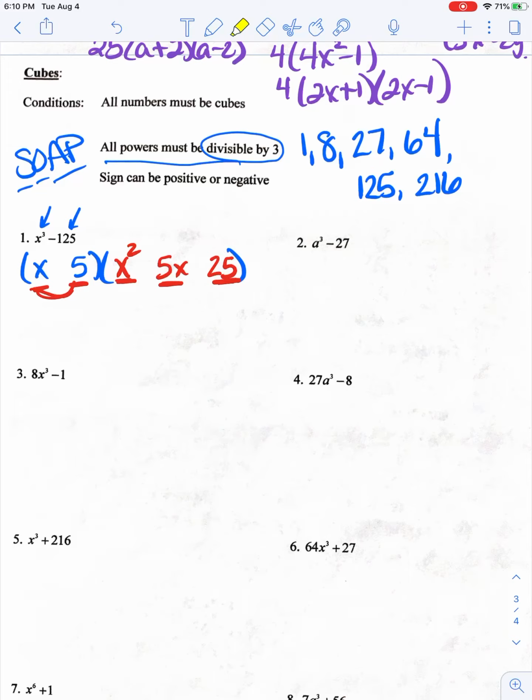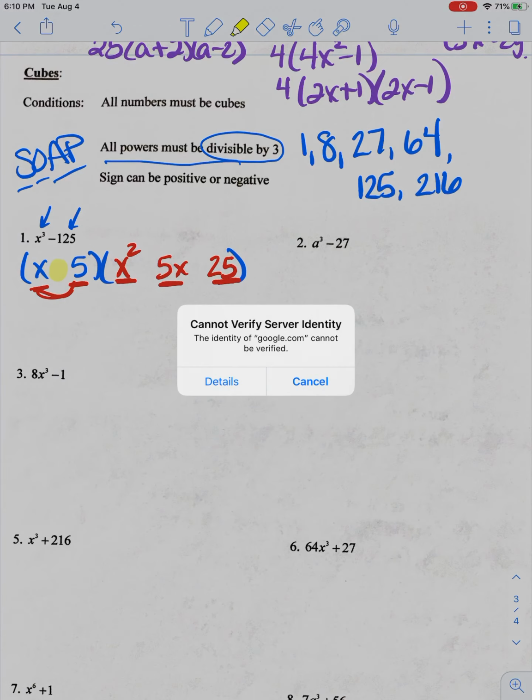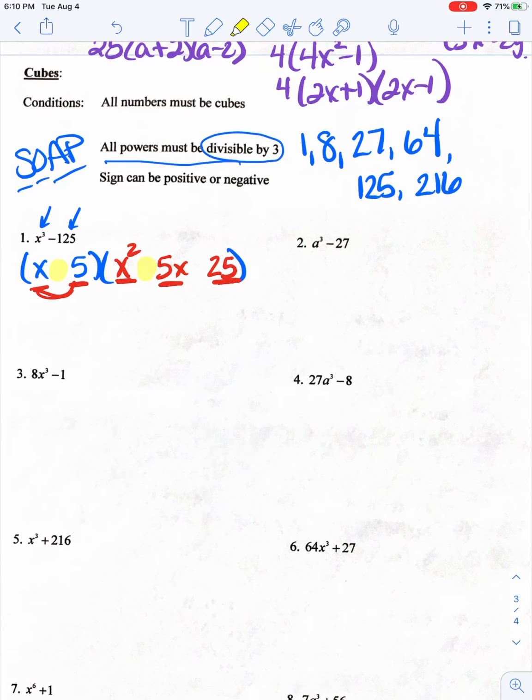And then my signs, I have 3 places for signs. I have one right there, one right there, and one right there. So I'm going to do same as the original problem, opposite the original problem, and always positive.